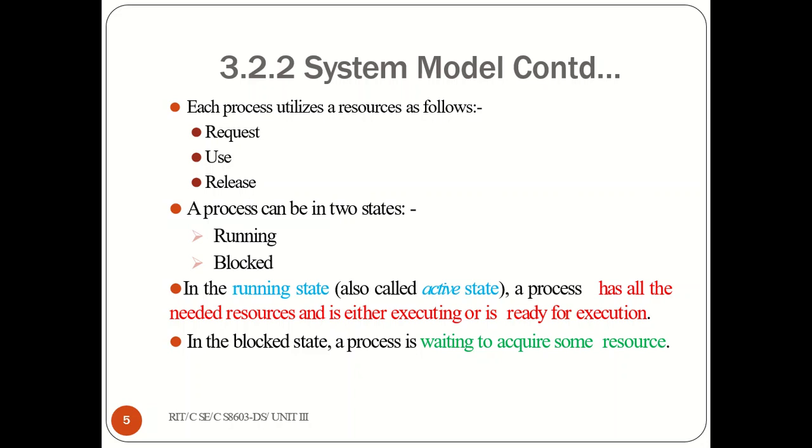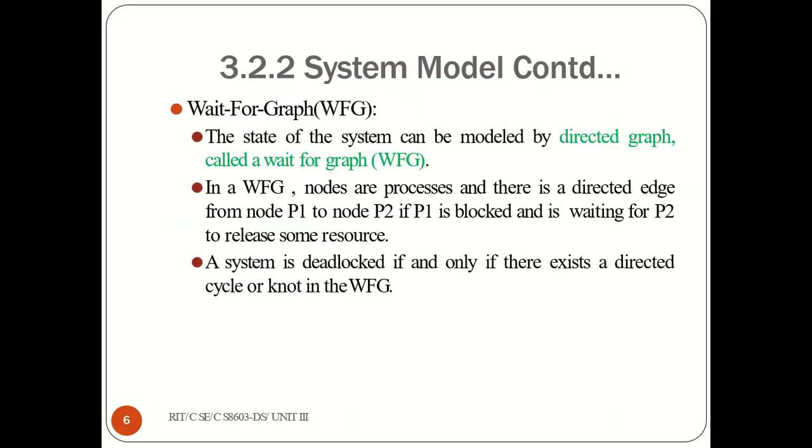The processes can be divided into two sets: running and blocked. The running set contains processes that have all their needed resources and are executing in the ready section. The blocked set is the processes not ready. The third part is the wait-for graph. The system state can be modeled by a directed graph called a wait-for graph. In a wait-for graph, nodes are processes and there are directed edges from process P1 to process P2. The system has a deadlock if there is a directed cycle in the wait-for graph.